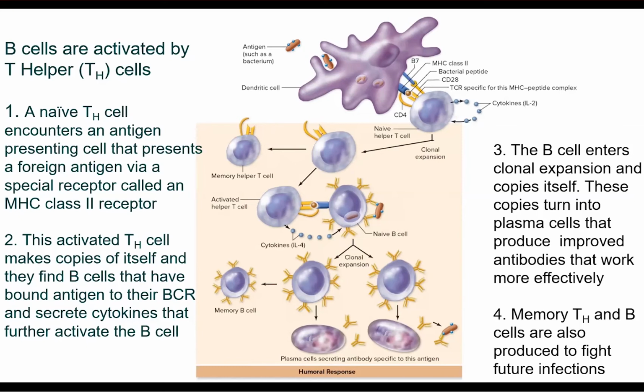Also, during this entire process, T helper memory cells and B memory cells are also produced. These cells are already primed and ready to go to rapidly respond if this same infection occurs again in the future.